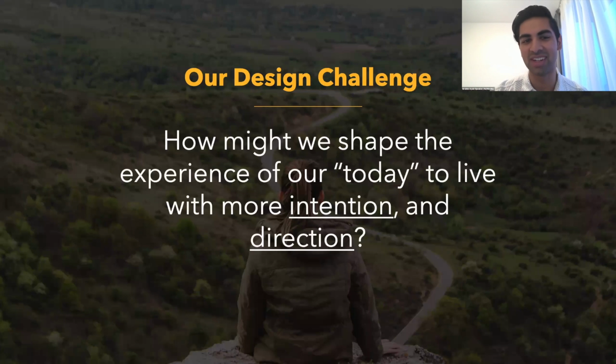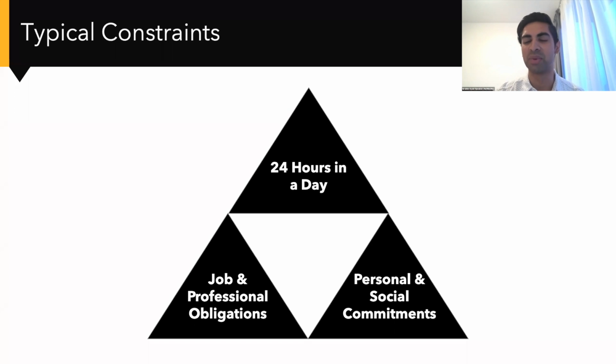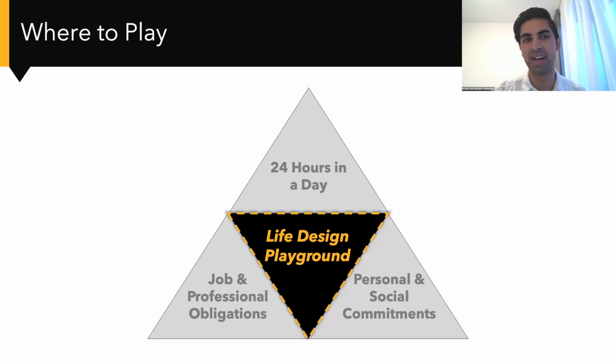And so for today, it's how might we shape the experience of our today to live with more intention and direction. And like any design problem, thinking about what are the constraints that we have to deal with. With lives, typically we have 24 hours in a day, right? We have our job, professional obligations, personal and social commitments. Not really things we can design for necessarily, or we can, but we can't change the number of hours in a day. But everything else is basically up for grabs, right? So think about this as the life design playground, and this is where we can focus our design efforts for our daily schedules.